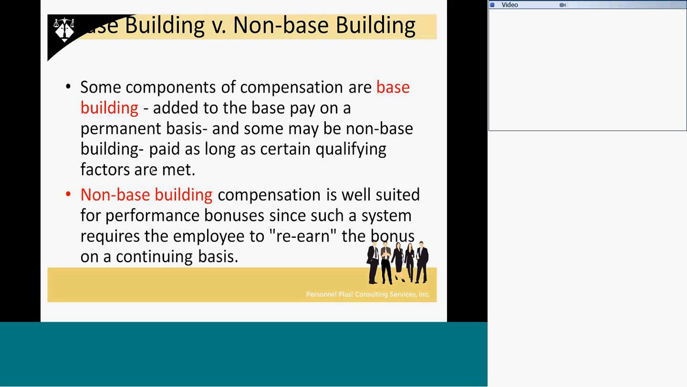Non-base building compensation discusses things that you have to go out and constantly re-earn, such as bonuses, such as commissions. So you might get them one pay period, but you don't automatically get them the next pay period unless you go out and re-earn them. So most pay systems have a little bit of both. A lot of salespeople, for example, have base plus commission. So the base is base building, the commission is non-base building.